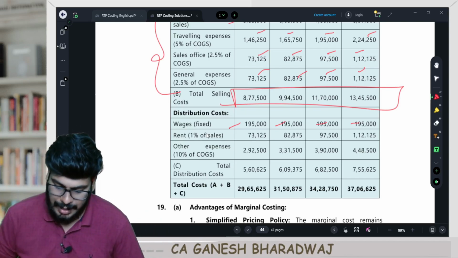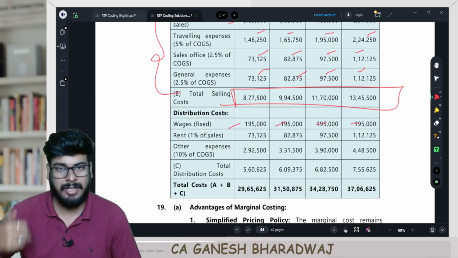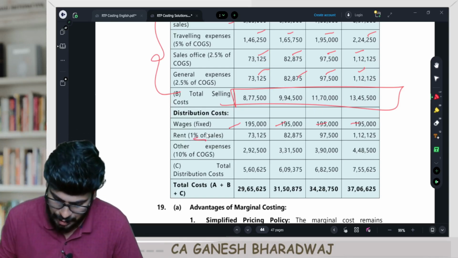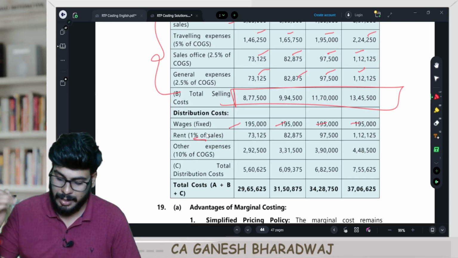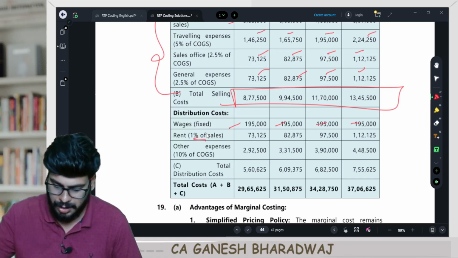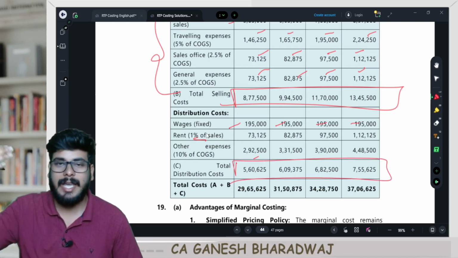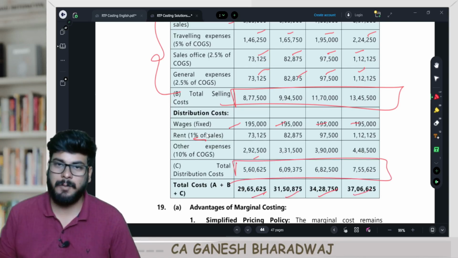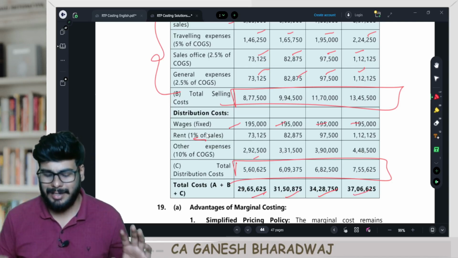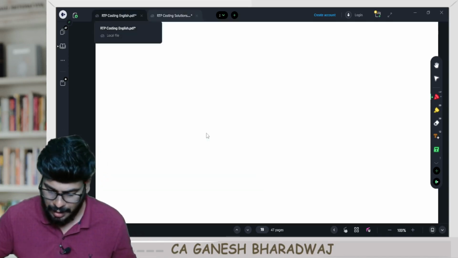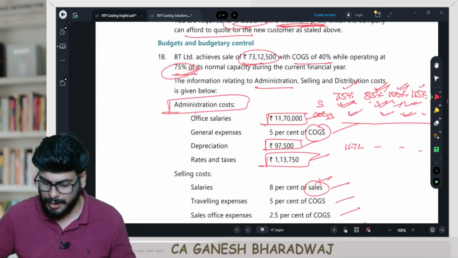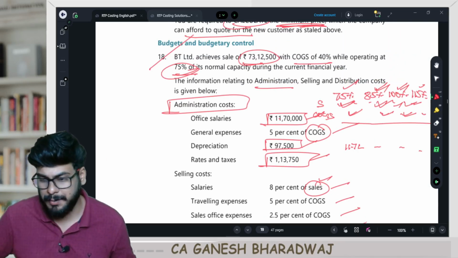It's fixed. Next, rent is given as 1% on sales. Respective sales, multiply 1%, you will get these figures. Then other expenses, 10% on COGS, multiply 10% on the respective COGS, you'll get these figures as well. So finally, you get the total distribution cost, A plus B plus C, you'll get the total respective cost. Are you clear with this? As simple as that. So with that, we have finished this question. It's a fairly simple question on flexible budgets.